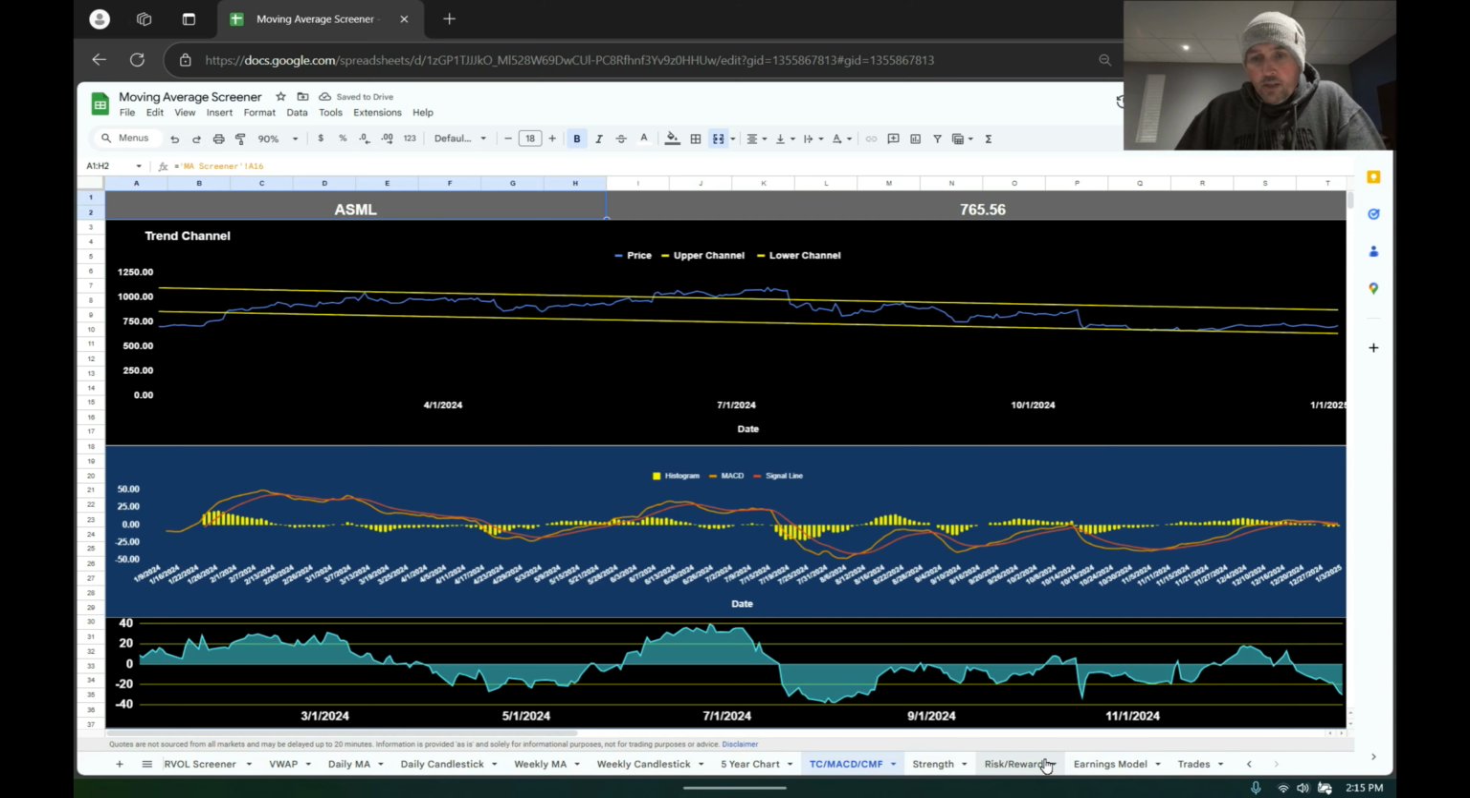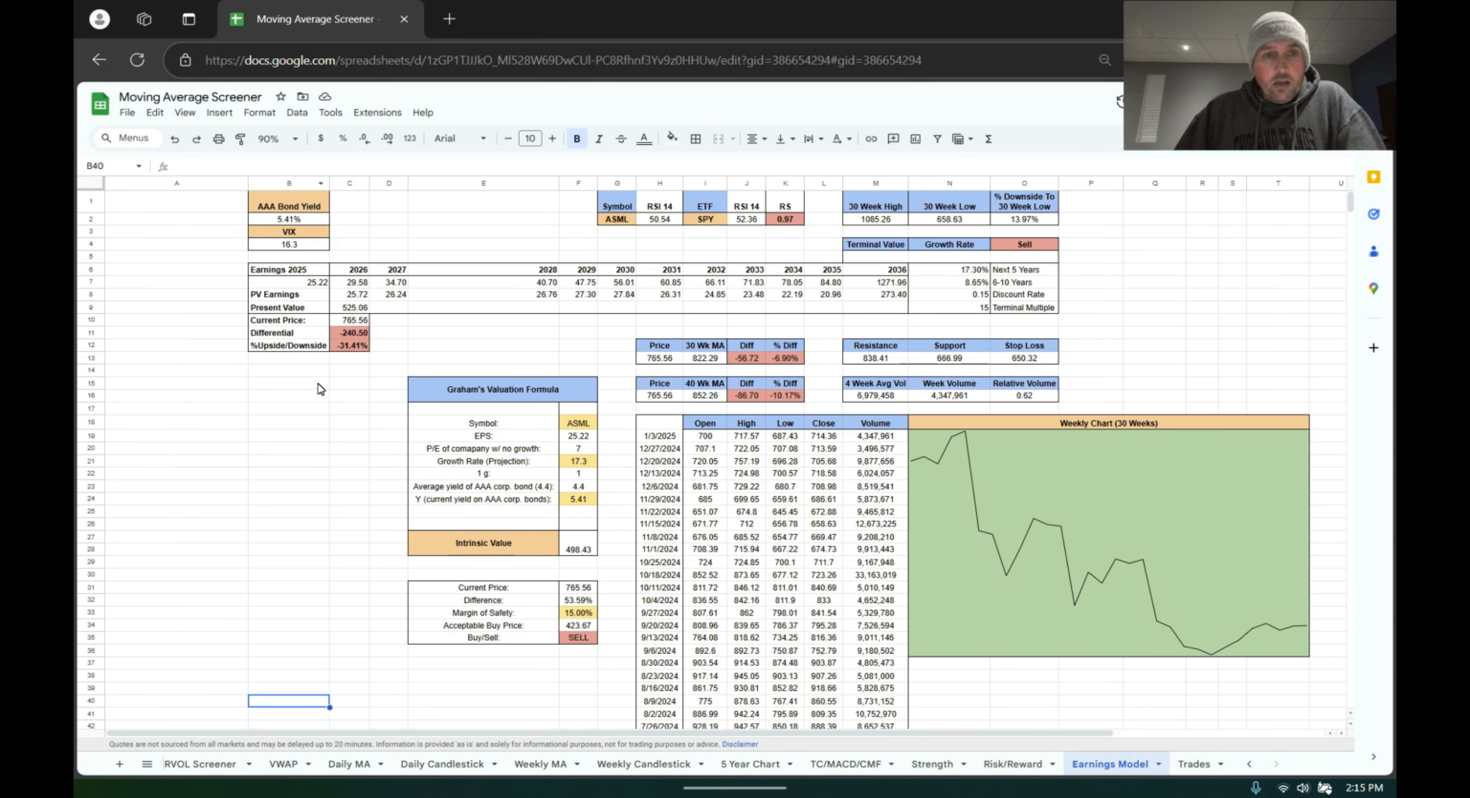If we look at the earnings model, this is overvalued by $240 with these earnings projections. $25.22 projected for 2025, and then looking out into the future and bringing it back. If we look at the Graham valuation formula, it's overvalued on this one as well. It should only be a $423 stock based on that.